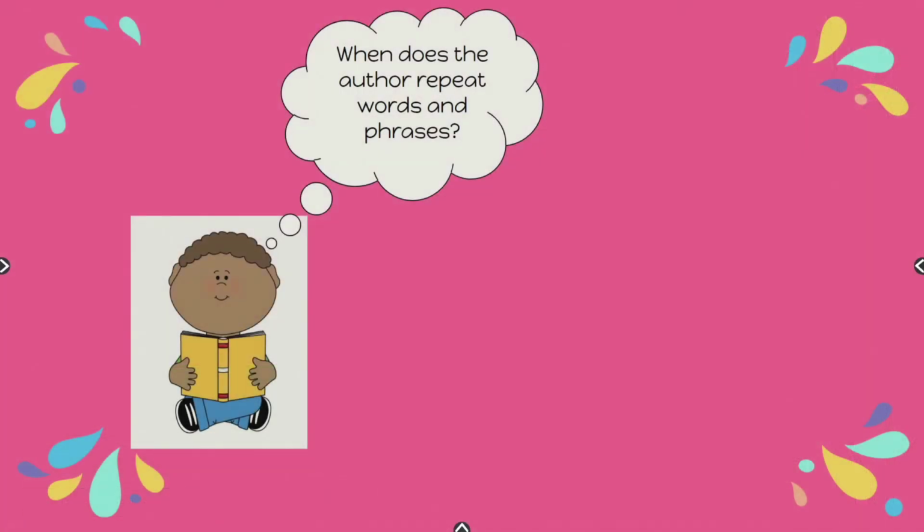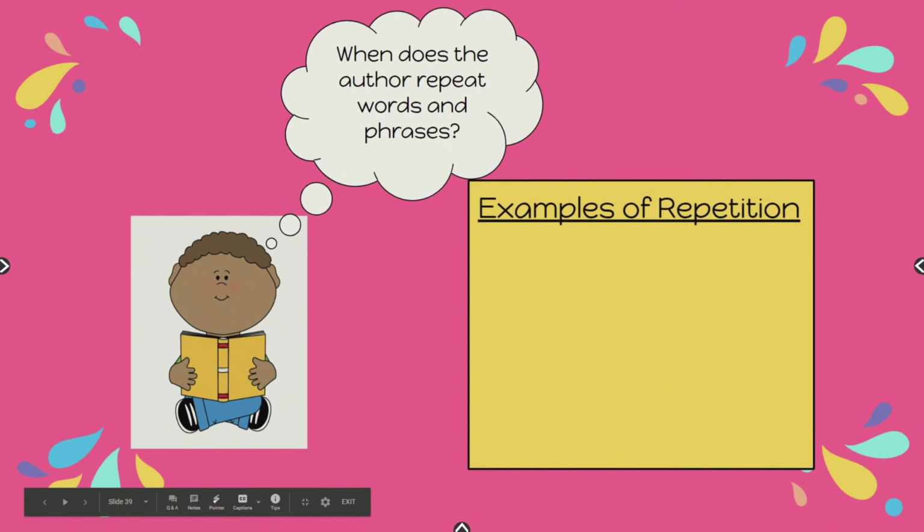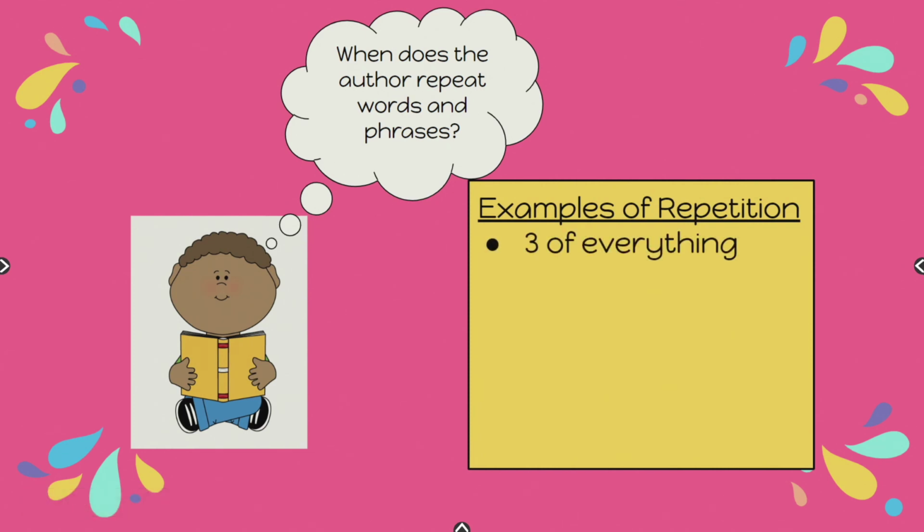So let's think for just a minute here. When does the author repeat words and phrases? So I'm remembering about how many things were repeated in that story over and over again. Some examples of the repetition that I heard in this story were three of everything. There were three bears, 3 bowls of porridge, 3 chairs, and 3 beds that she could sleep in. So there were 3 of everything.